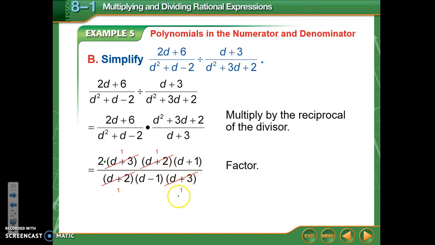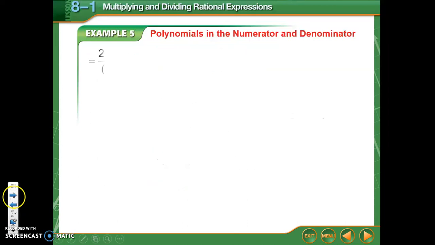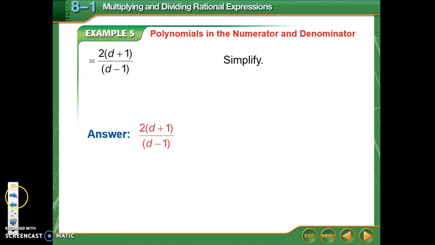And they're just showing you here that they multiplied everything together into one fraction. And then they're dividing out the common factors. So I can divide out the d plus 3 and the d plus 2. And I'm left with 2 times d plus 1 over d minus 1. And it is fine to leave it in factored form.